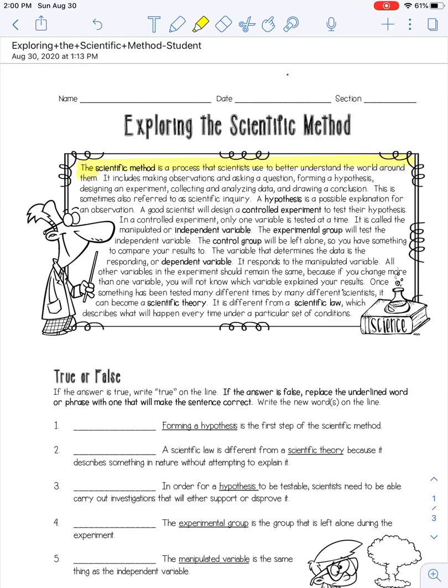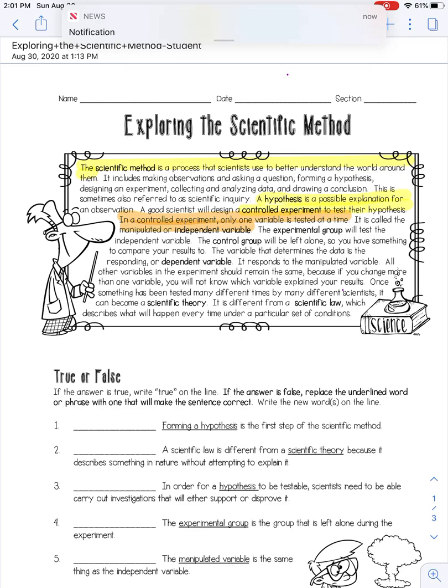A hypothesis is a possible explanation for an observation. A good scientist will design a controlled experiment to test their hypothesis. Now remember that first stems from having a testable question, one that you can design an experiment for rather than just one based on opinion, like which pizza topping is best. In a controlled experiment, only one variable is tested at a time. It is called the manipulated or independent variable.